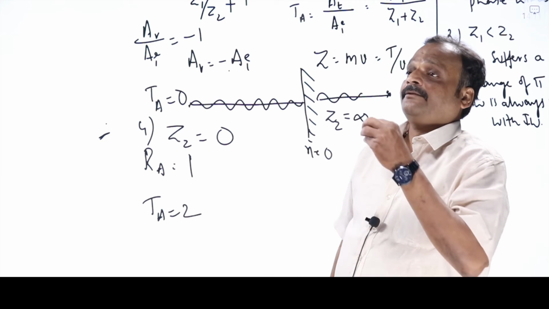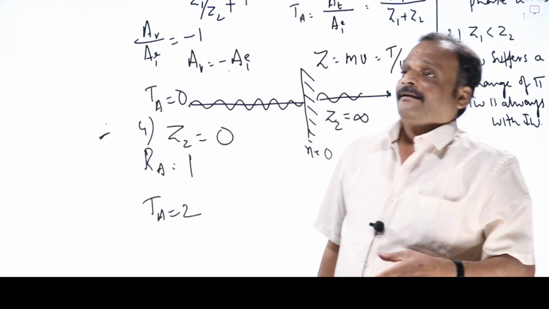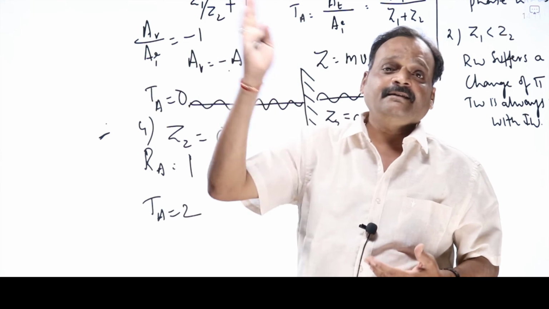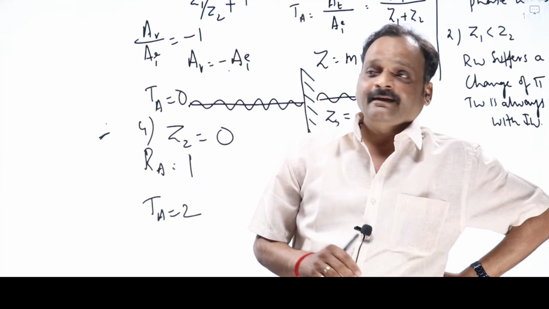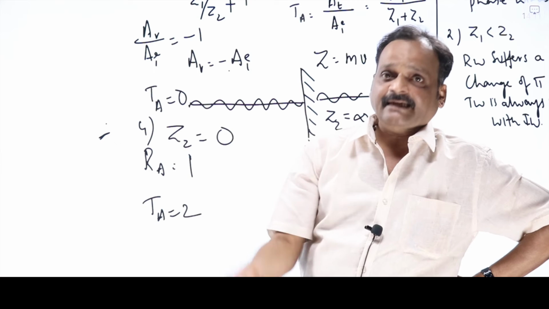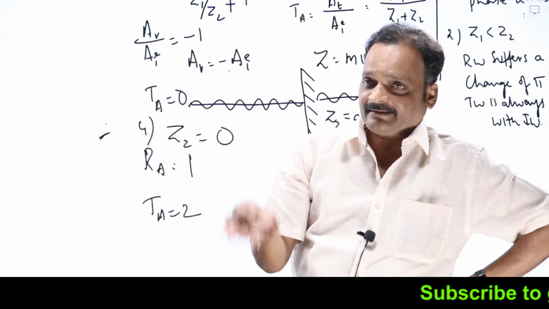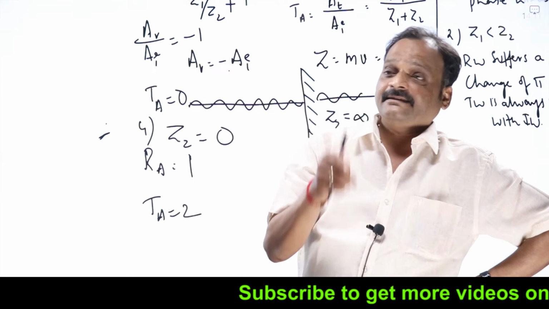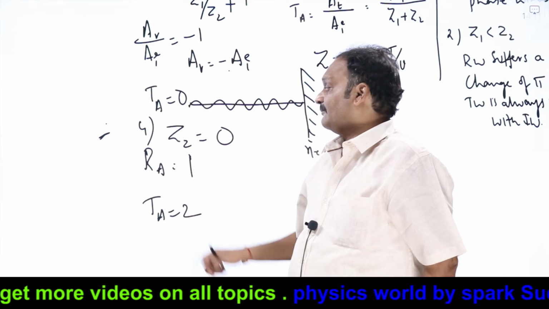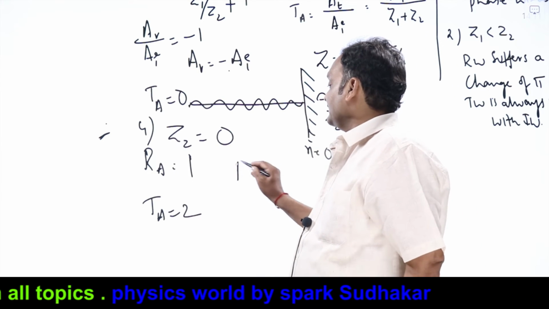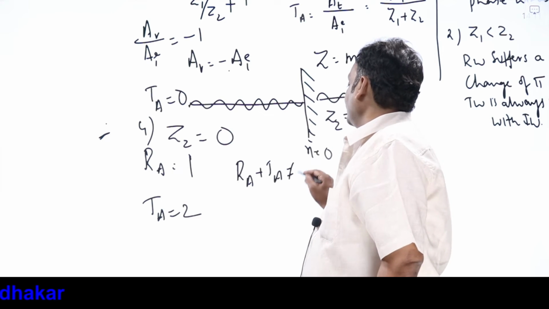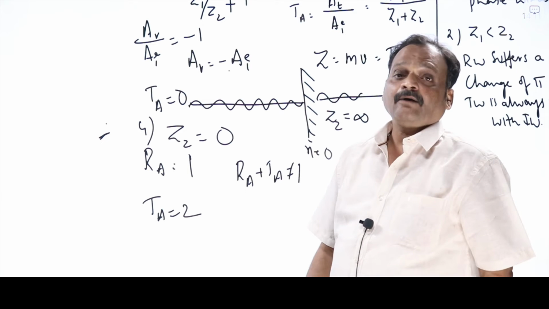Generally, suppose I throw 10 stones, and all stones got reflected, which means there should not be any transmitted stone. I throw 10 stones onto a window, all 10 stones got reflected. That means RA equal to 1: reflected over incident is equal to 1. Transmitted should be 0. But here I am getting TA equal to 2. That is, RA plus TA is not equal to 1. How do we understand this?